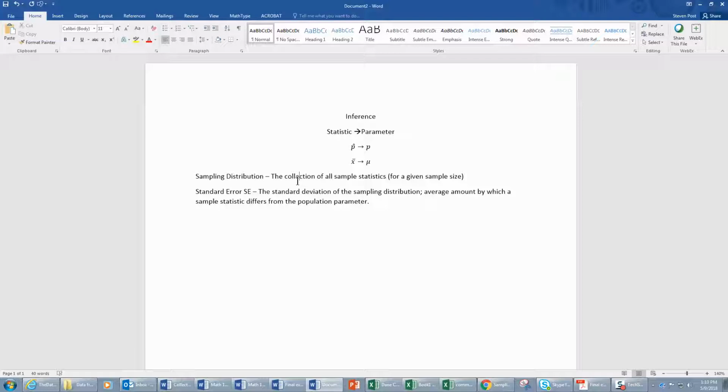And that variation in the sample statistics is called the standard error. It's the standard deviation of the sampling distribution. It's the average amount by which a sample statistic differs from the population parameter. So that's a lot to take in. Let's see how StatKey can help us understand it.